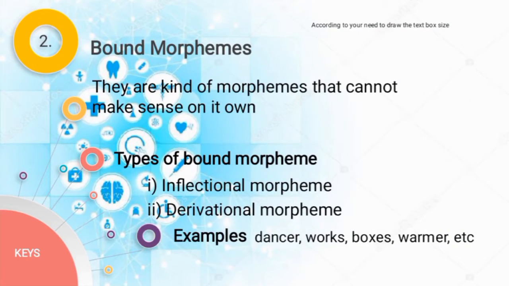Bound morpheme. They are kinds of morphemes that cannot make sense on their own. Types of bound morpheme: inflectional morphemes and derivational morphemes. Examples: dance, work, boxes, woman, etc.